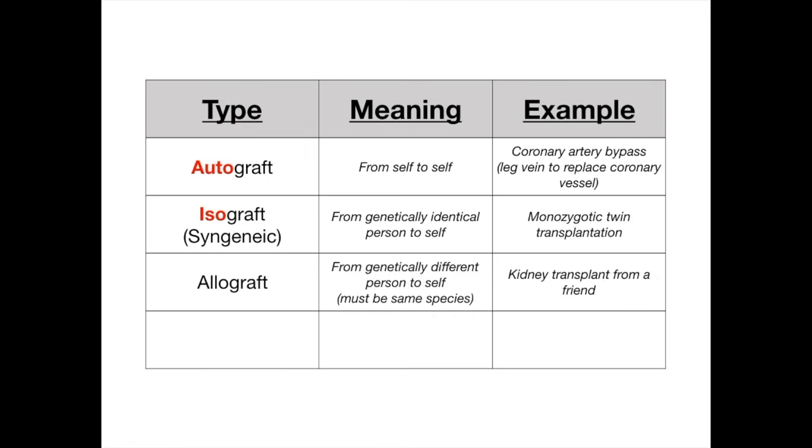So allograft comes from a genetically different person, and it goes to you, but it has to be the same species. So like another human being can give you something, and that's an allograft. An example would be a kidney that's transplanted from your friend, right? Your friend is a human being, and someone in the same species is giving you the transplant. So that's allograft. Now, the prefix allo means other or different.